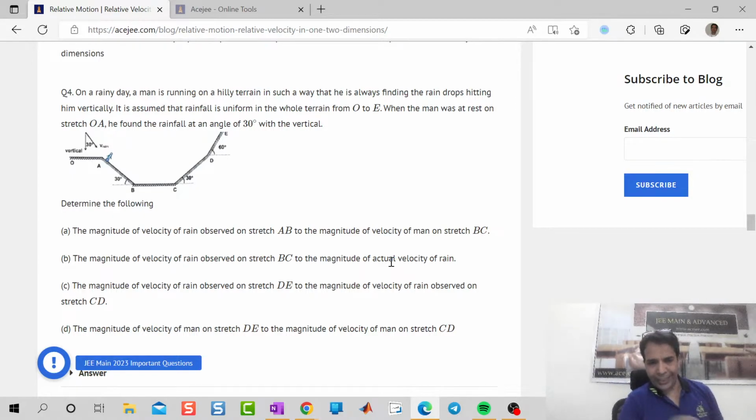It says, on a rainy day, a man is running on a hilly terrain in such a way that he is always finding the raindrops hitting him vertically. Got it? He is always finding the raindrops hitting him vertically. It is assumed that rainfall is uniform in the whole terrain from O to E. So rainfall is uniform. Now when the man was at rest on the stretch OA, can you guys see the stretch OA?